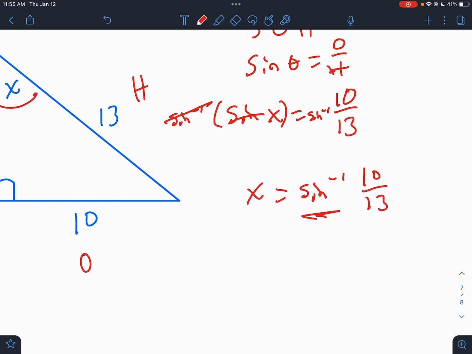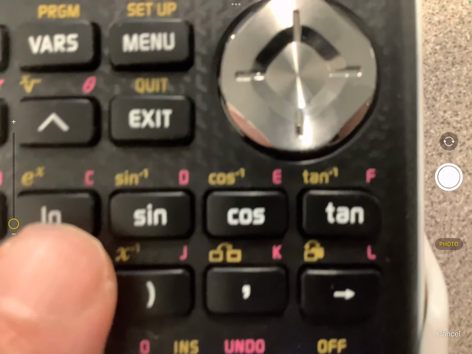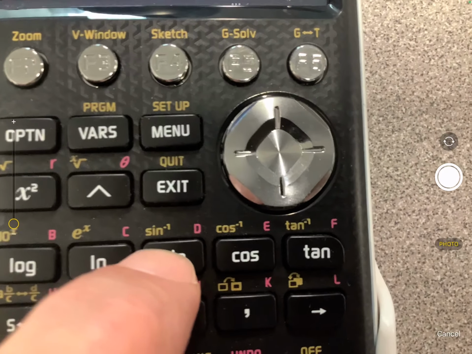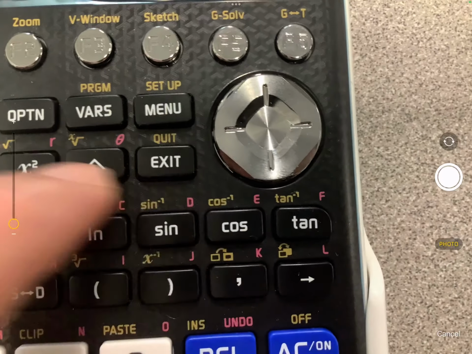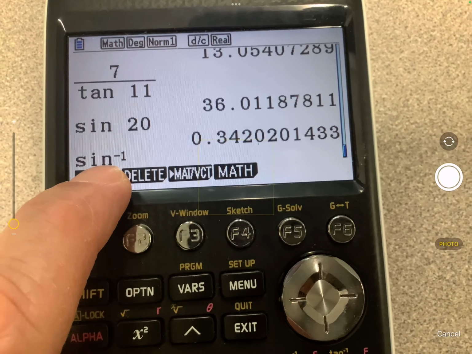Find this key on your calculator. It's hidden. Well, I don't know, it's there. I can find it. Look. Most calculators, you have a sine key, and on the same key, you have the inverse sine. Cosine, inverse cosine. Tangent, inverse tangent. So I have to hit the shift key, sine, and that brings up inverse sine.